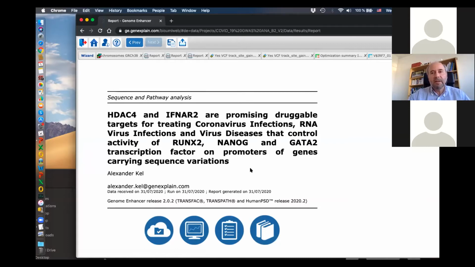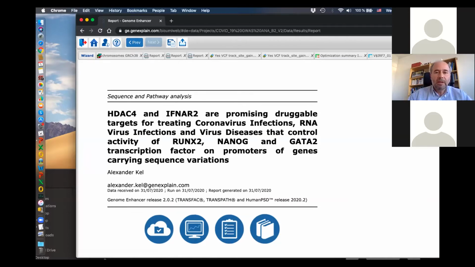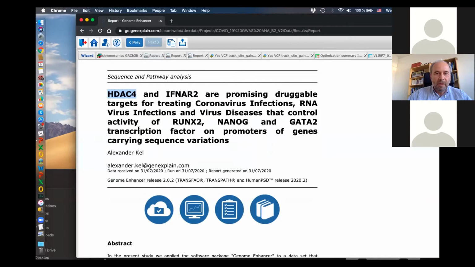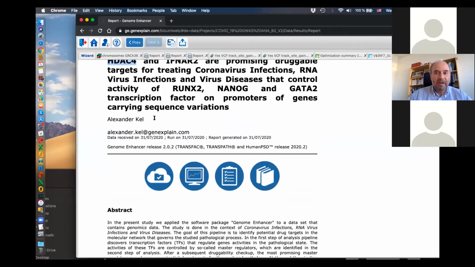It finds the most important targets, let's call it. It finds those master regulators, you remember from my presentation, which can influence the expression of genes through those positions in the genome which carry those SNPs. In our case here, the system detects interferon receptor and this gene. We'll look at these two genes later on, what they are doing and their interesting behavior and features. It's actually a very interesting story.